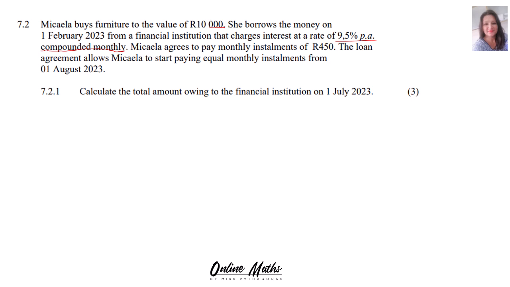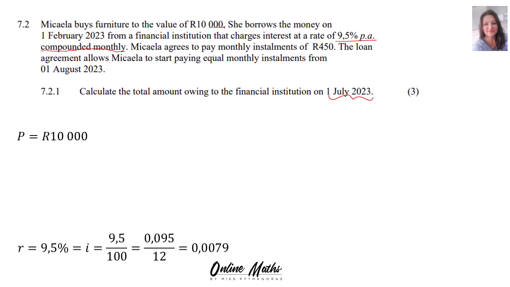Number 1. Calculate the total amount owing to the financial institution on 1 July 2023. So let's start with the summary. First of all, are you with me? And sometimes you get marks for this, so it's important that you do this. The P, the principal amount, the furniture costs, is 10,000 Rand.